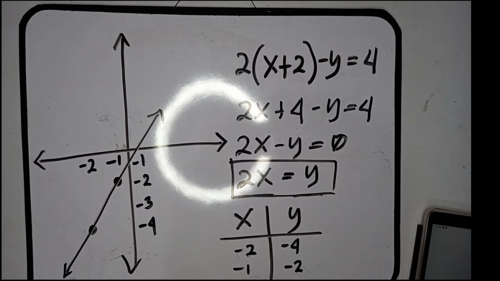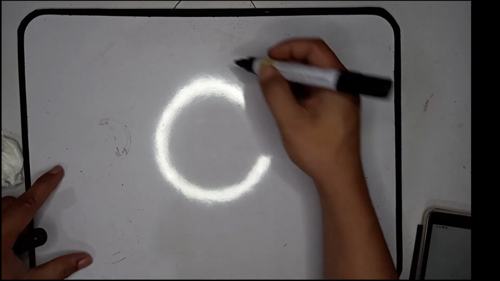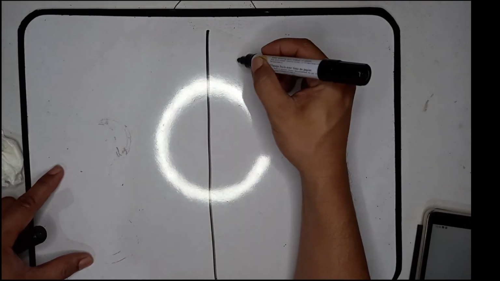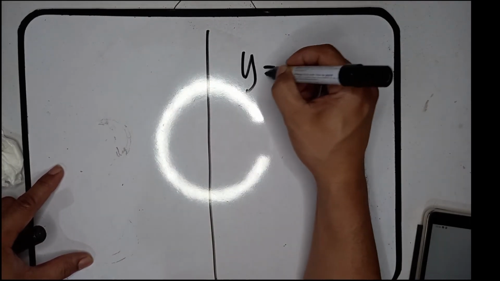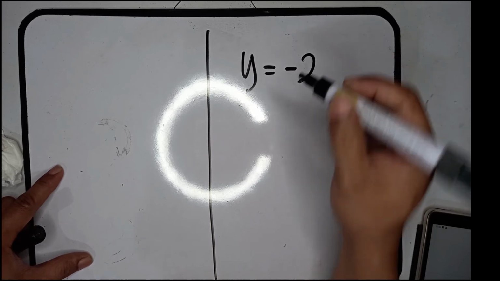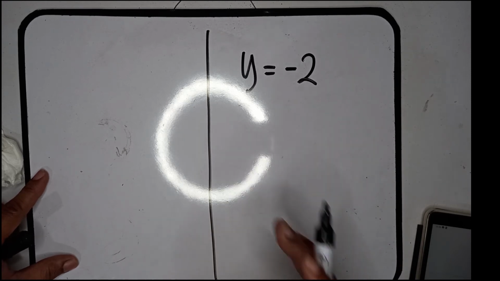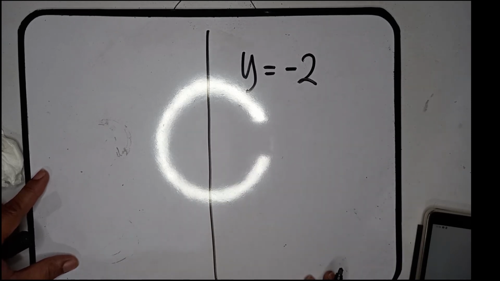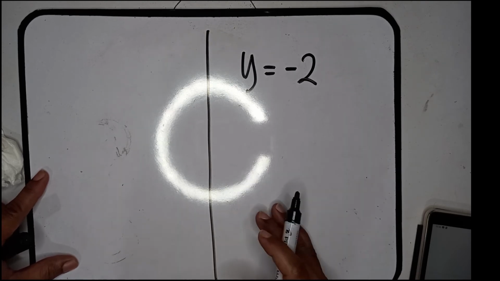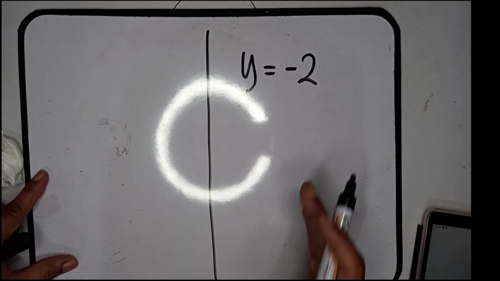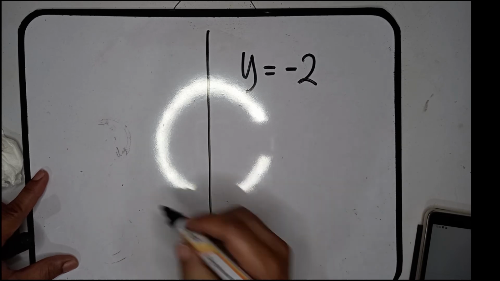Okay, let's have another example. So what if you were given this equation? Let's say y is -2 and there is no value for x. What will you do if this is the equation? If you were given this kind of equation, then it means that whatever the value of x does not matter. What matters here is the value of y. So how do we plot that?